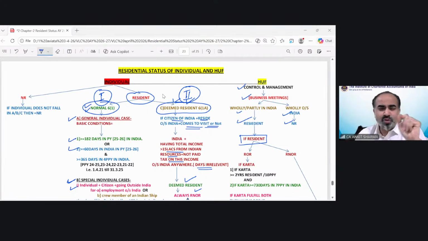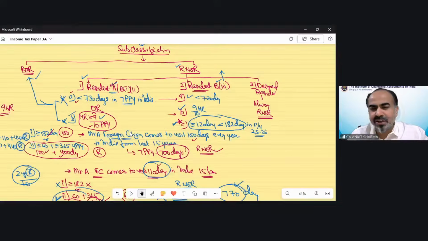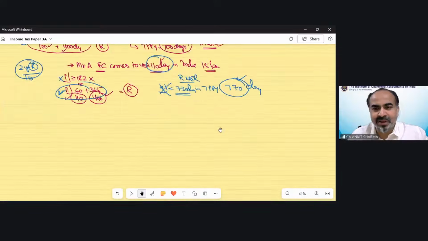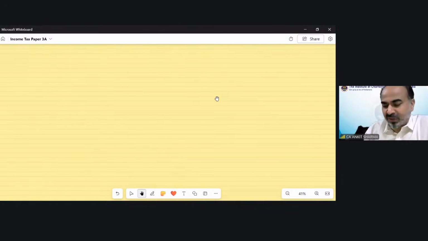Now, HUF becoming a resident and not ordinary resident. The condition is exactly the same as in the case of an individual, but the language is different. If you are able to decode that language, you will understand that we have already discussed that provision in the individual case. Let's see what the condition is, and I want to see how many of you can crack that this condition for HUF is exactly similar to that of an individual.